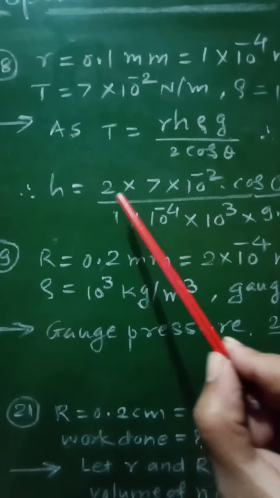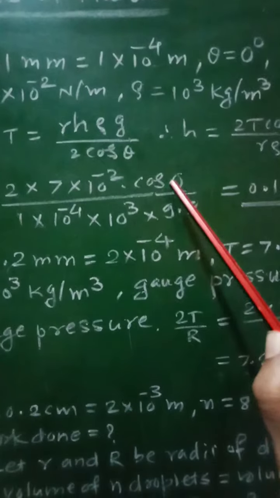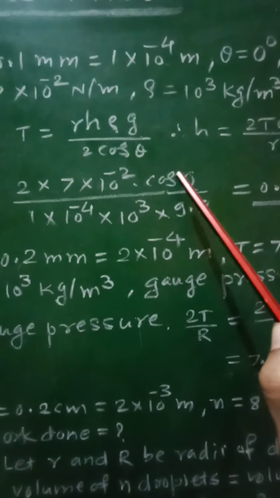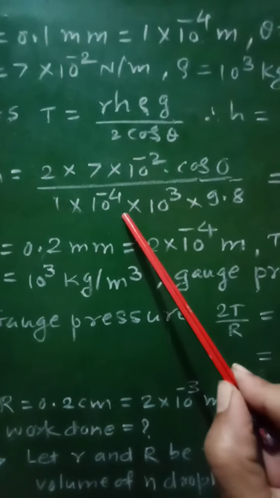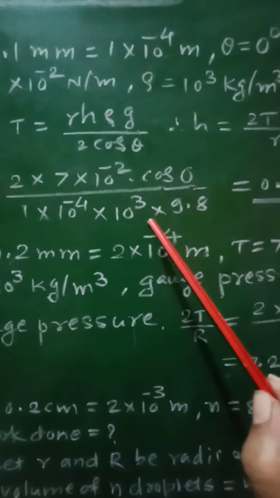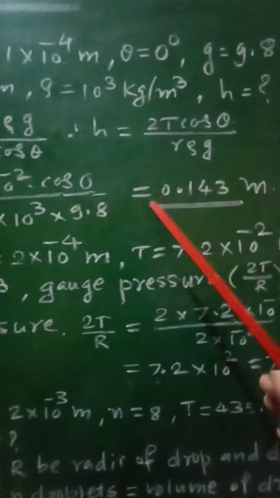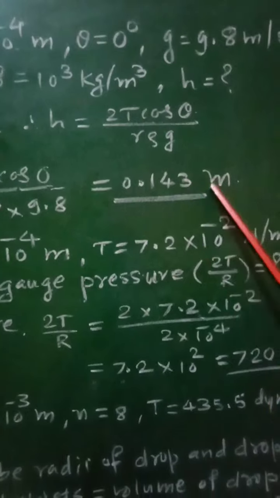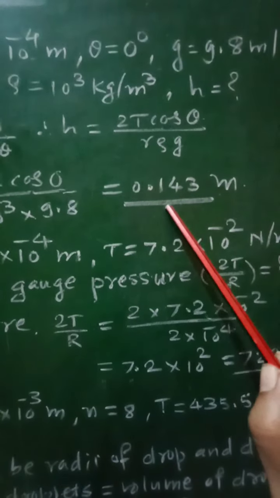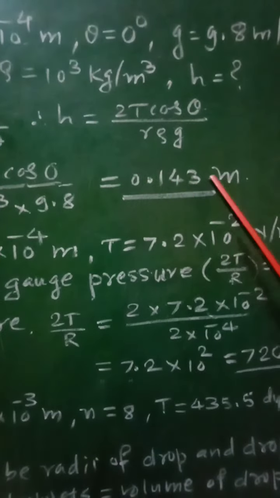equal to 2 into 7 into 10 raised to minus 2 into cos 0, whose value will be equal to 1, divided by 1 into 10 raised to minus 4 into 10 raised to 3 into 9.8, which comes out to be 0.143 meter. So height of liquid column will be equal to 0.143 meter.